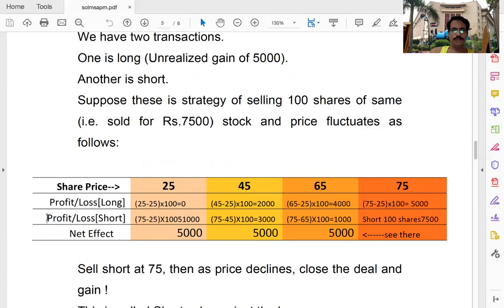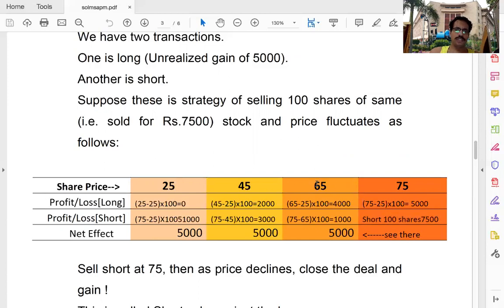Now suppose you are doing a short transaction also at the same time. When you do a short transaction at 75, you short sell 100 shares. What will happen? You don't gain or lose anything, right? Because you are having an unrealized gain of, say, 5,000, that you want to protect.